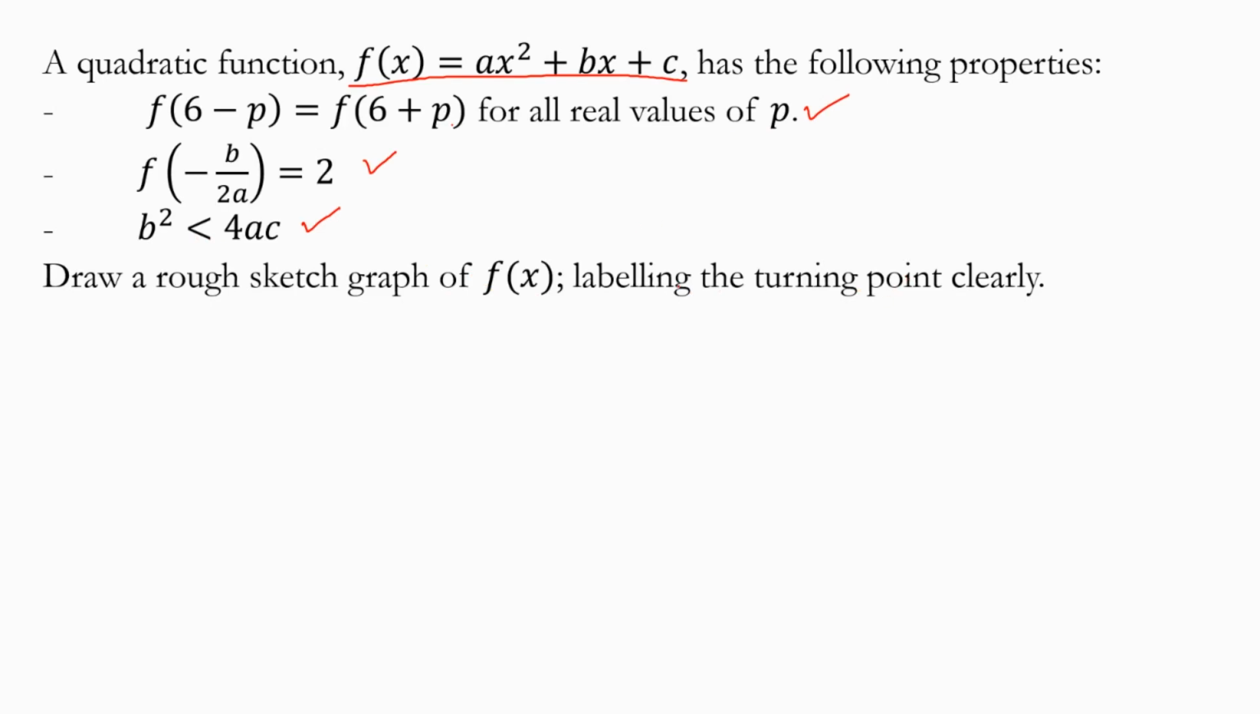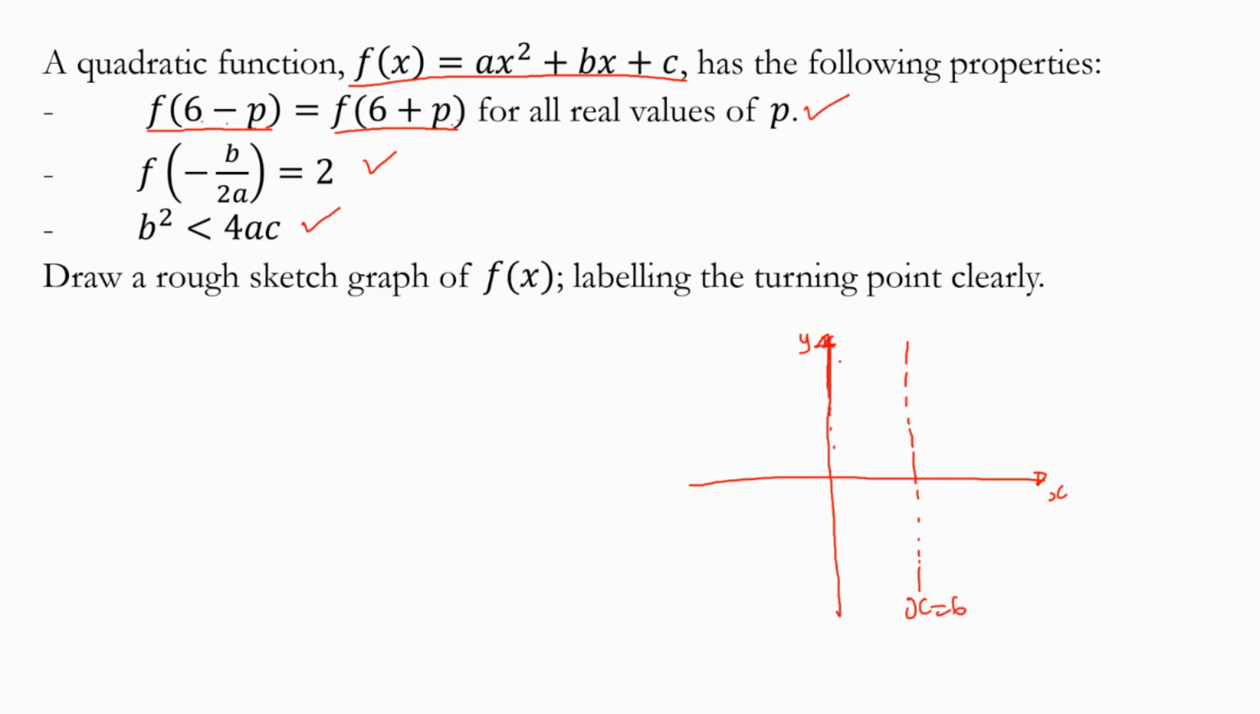Let's discuss each point. f(6 − p) = f(6 + p). So f(6 − p), it means this is a what? A horizontal shift from x = 6 to the right-hand side. This is a horizontal shift from x = 6 to the left-hand side. The graph is shifted from the same point, horizontally. So they are shifted from which point? The graphs are shifted from x = 6. So if we draw the Cartesian plane, the graph is shifted from x = 6.